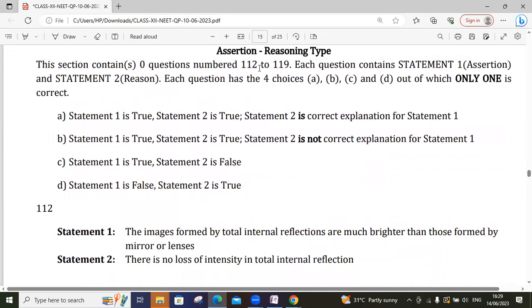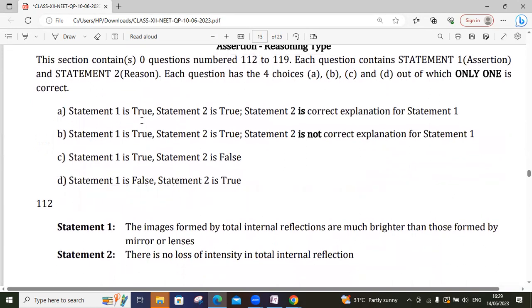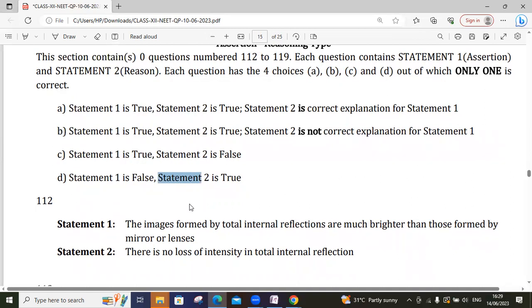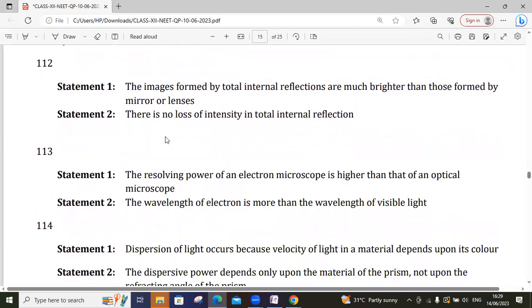Then we have assertion and reason. Option A means statement 1 is true, 2 is true, and 2 is the correct explanation for 1. B means statement 1 is true, 2 is also true, but statement 2 is not the correct explanation of 1. C is 1 is true, 2 is false. And the fourth option, D, is 1 is false, 2 is true. So we will see it easily.